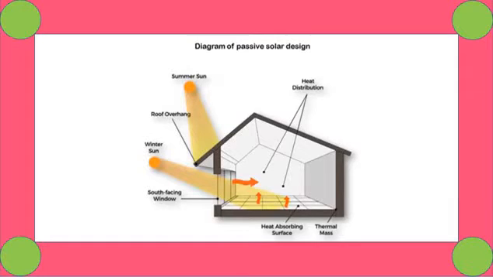This is a diagram which shows the passive solar design, in which we see that we use south facing windows from which sunlight comes in the building, and it easily gets lighting in summer as well as in winter season.